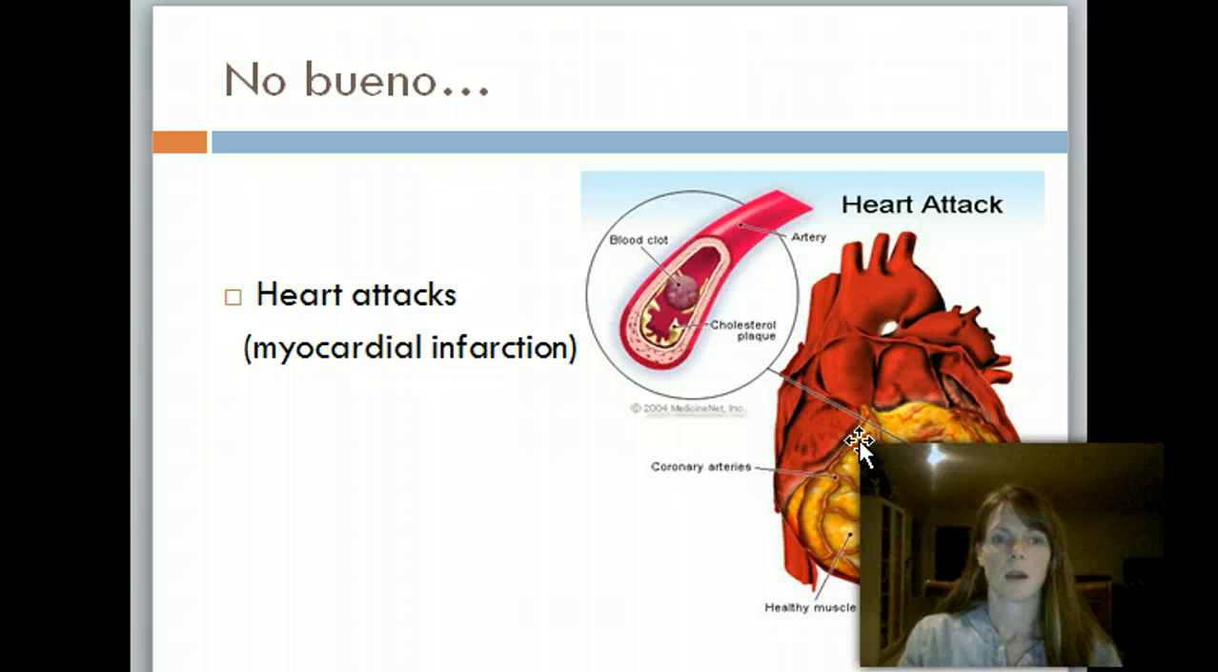All right, and then heart attacks. Again, these coronary arteries give the actual heart muscle the oxygen it needs. If you have a blockage, then you don't get the oxygen to parts of that heart muscle. Notice how this is kind of brownish black. That muscle is starting to die because of lack of oxygen, and that's what's causing a heart attack. So it starts to hurt because obviously you're not getting the oxygen, and your heart can stop.